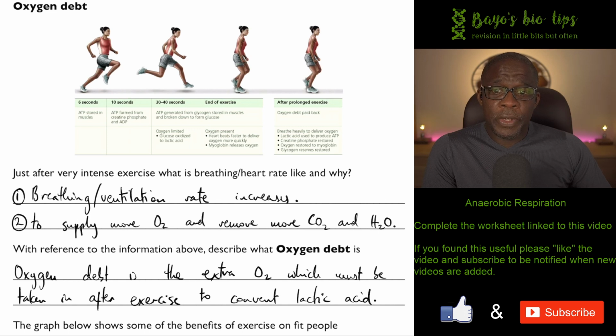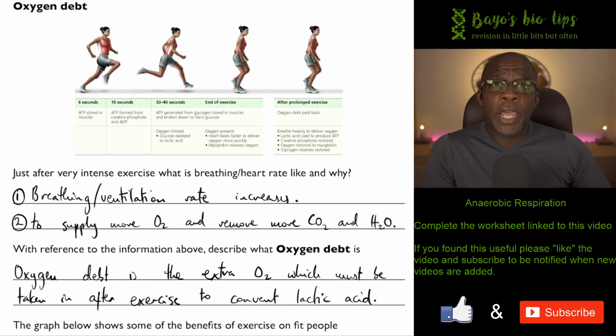So just after very intense exercise, what is the breathing rate like and why? And I've already said that your breathing rate increases, and that's to supply oxygen faster and get rid of CO2 and water faster. With reference to the information above, describe what oxygen debt is.